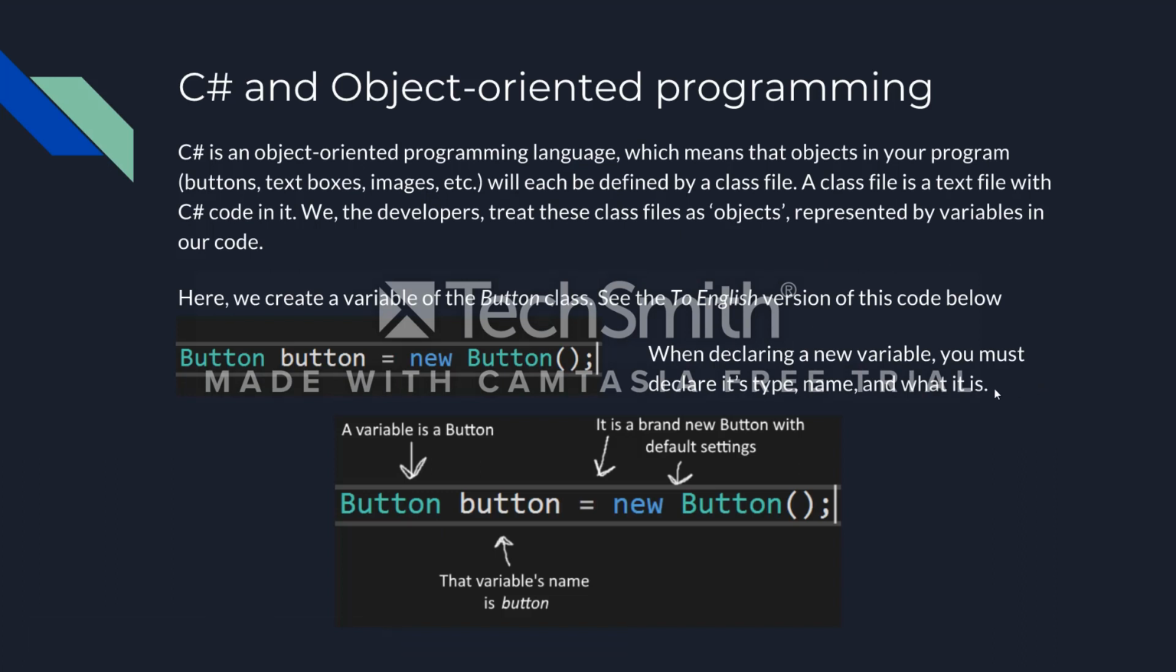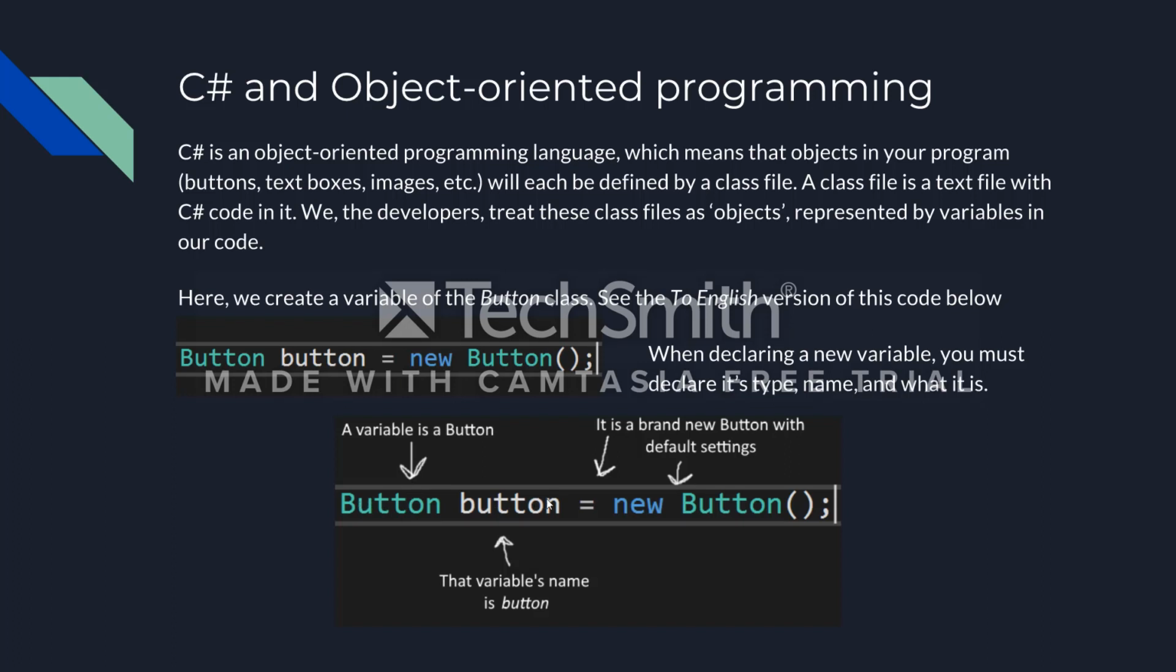First, to understand that, you've got to understand object-oriented programming, which is the type of programming language that C# is. Any piece of your program, like a button or a piece of text that we call a label, is considered an object. Objects are defined by class files, which are just text files with C# code in them. Variables represent various objects in our code, and we can use these variables to access the objects inside of the object itself, such as the text value of a button. Right here it shows how you would create a variable of a button, and down here we've got the English version of it.